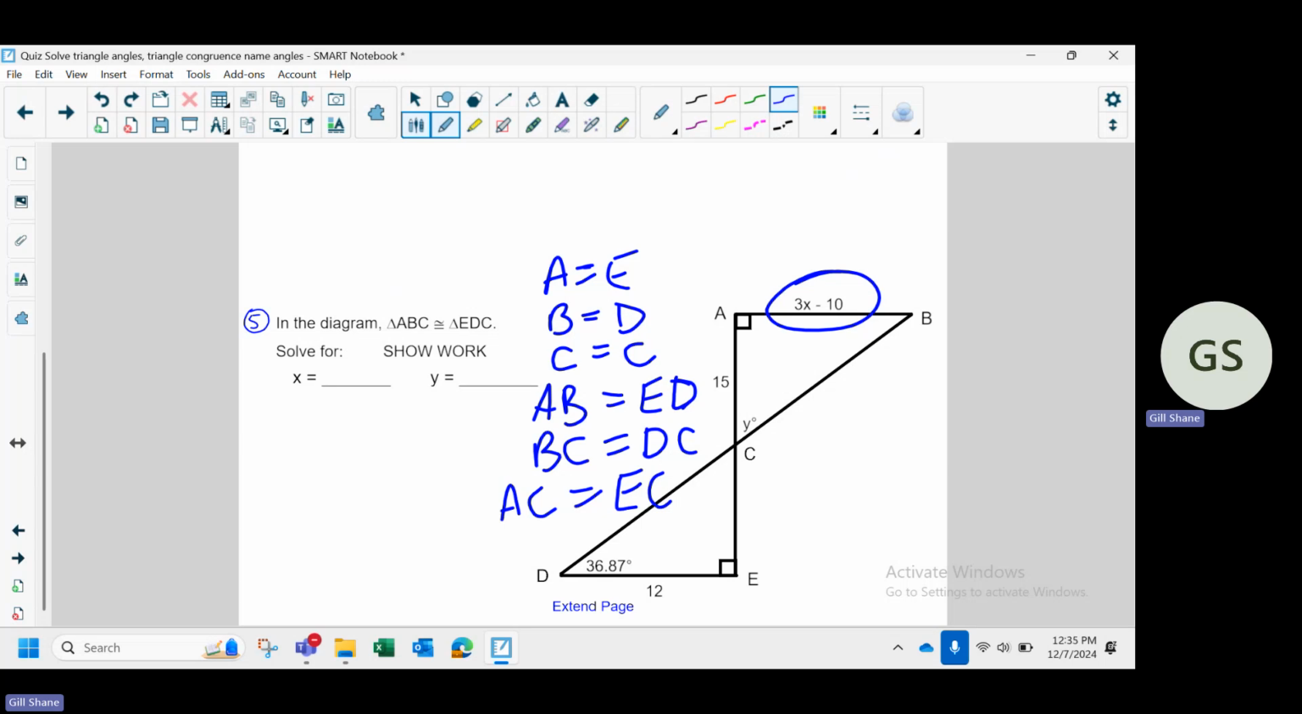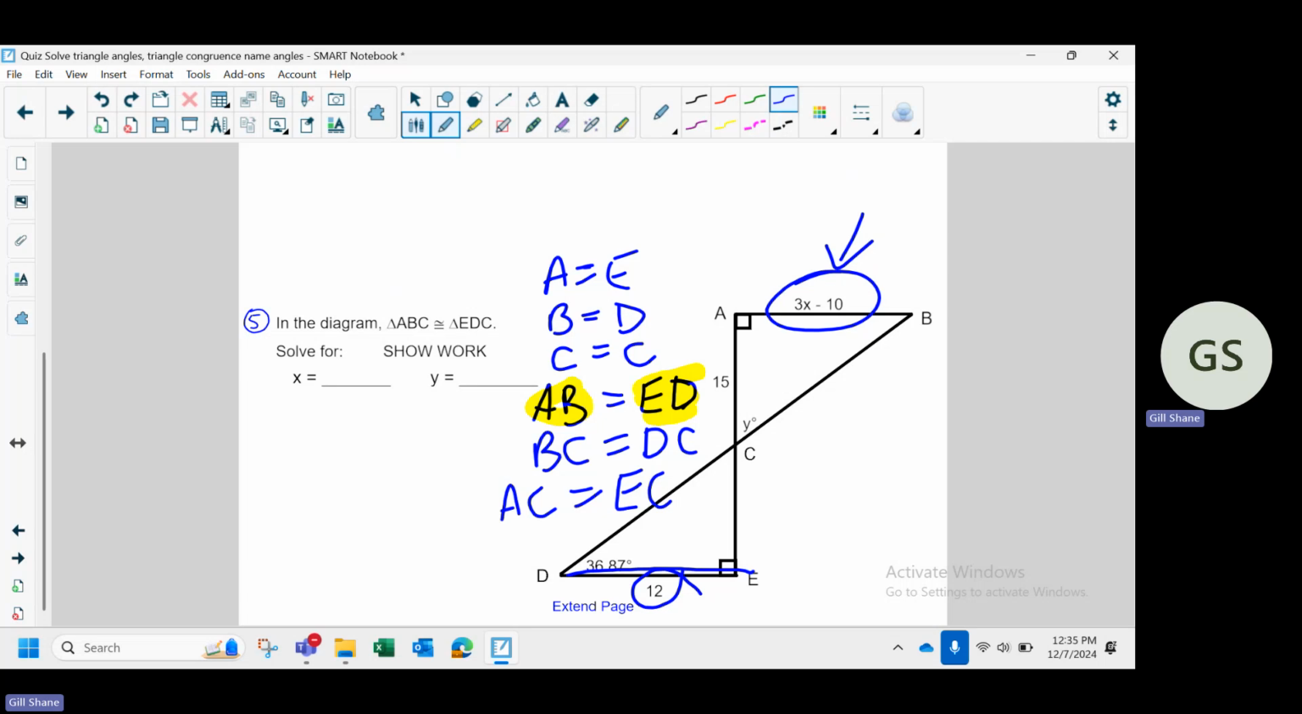All right, so 3x subtract 10 is the length of AB. I just need to find AB. Well, there it is. What does it match up with? Well, it matches up with ED. So I just go all the way down and find that in the other triangle. So there it is right there. Well, the length, again, this is about length because there's no degree symbol in that. So I need to use the one without the degree symbol. Some people, I think, try to use the 36.87. That's an angle, not a side.